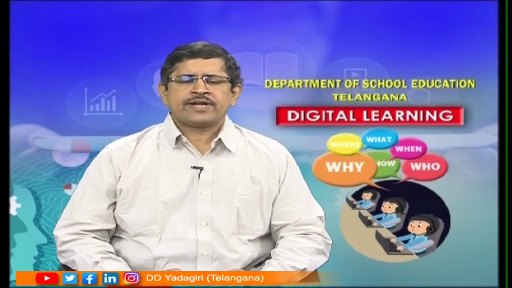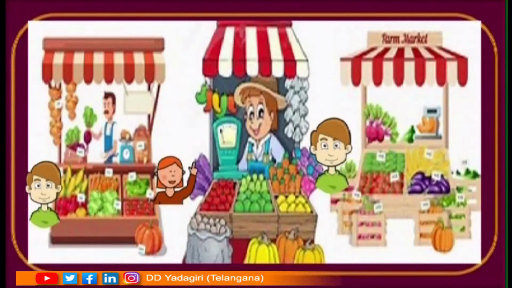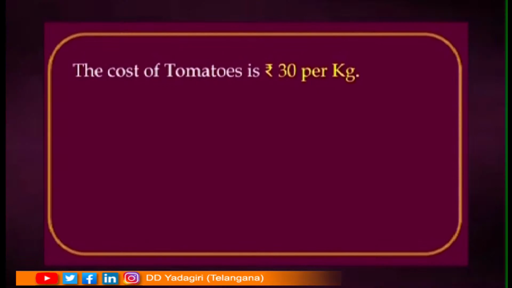Children, three friends Raju, Ravi and Reshma have gone to a vegetable market to purchase vegetables. They want to purchase tomatoes. The cost of the tomato is rupees 30 per kg.